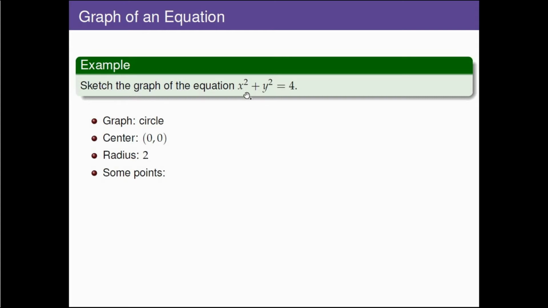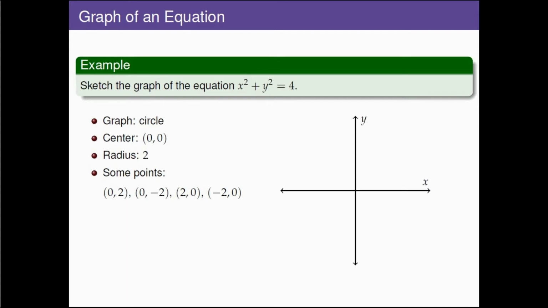If x equals 0, then y squared equals 4. So y equals plus or minus 2. So the points (0, 2) and (0, negative 2) are on the graph. Now if y equals 0, then x squared is equal to 4. So that x is plus or minus 2. So the points (2, 0) and (negative 2, 0) are also on the graph.